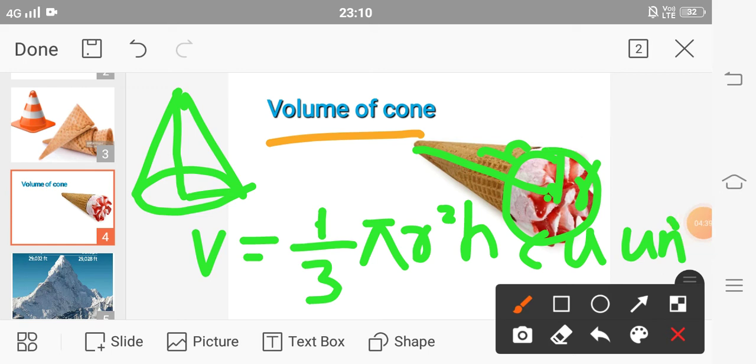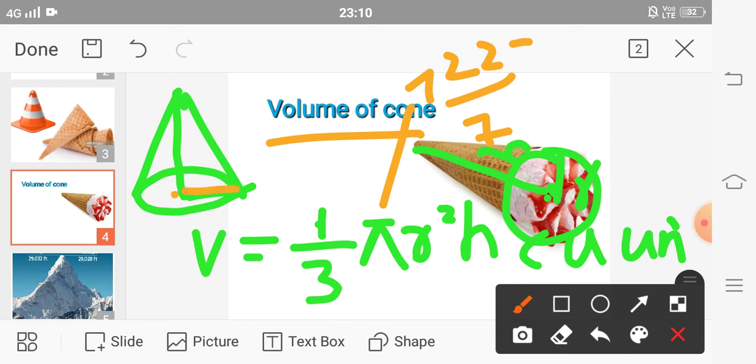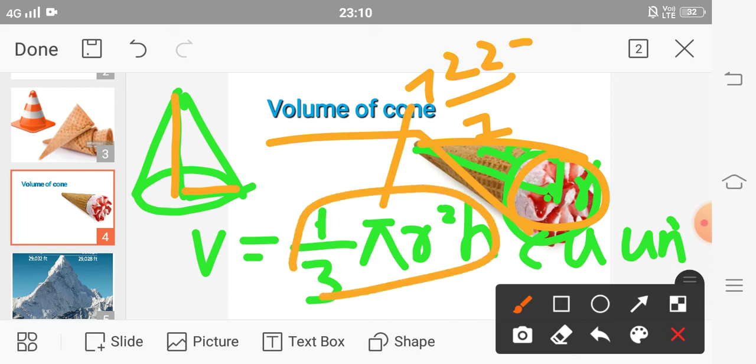Here pi value is 22 by 7. r is the radius of cone and h is the height of cone. By using this formula, we find out the capacity of cone. Not only this ice cream, other objects which are in cone shape, we find out that capacity by using this formula, 1 by 3 pi r square h.